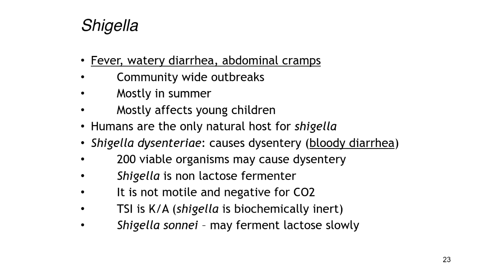Okay, Shigella. So this is another one of our enterics. In the grouping of the Enterobacteriaceae, this is tribe 1, is Shigella, S-H-I-G-E-L-L-A. So that's the genus. It causes fever, watery diarrhea, abdominal cramps. You might have, again, community-wide outbreaks, mostly in the summer. Partially that is because we get a lot of community get-togethers. It might affect young children. Humans are the only natural host for Shigella.